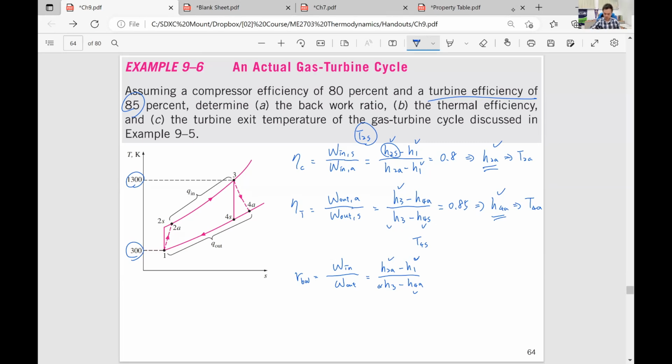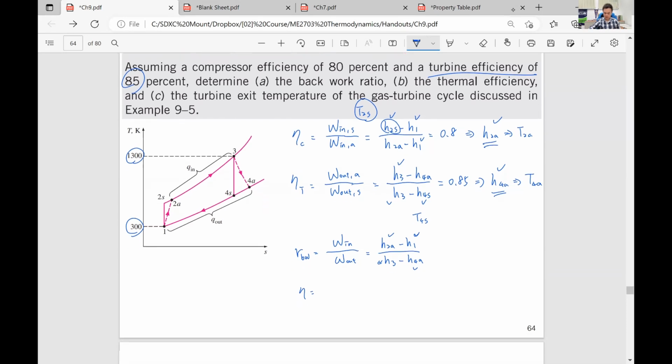For the thermal efficiency, well, just follow the definition. Thermal efficiency is 1 minus Q out over Q in. So this is 1 minus Q out. Now Q out is 4A to 1, so this should be H4A minus H1. And Q in is H3 minus H2A. Okay, this is Q in, so it's H3 minus H2A.